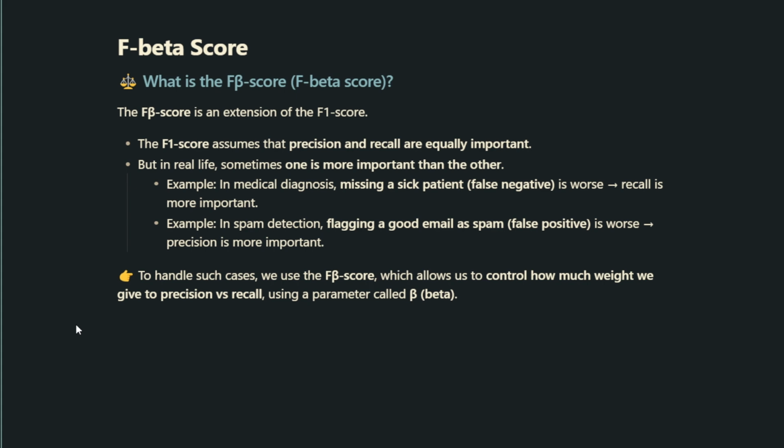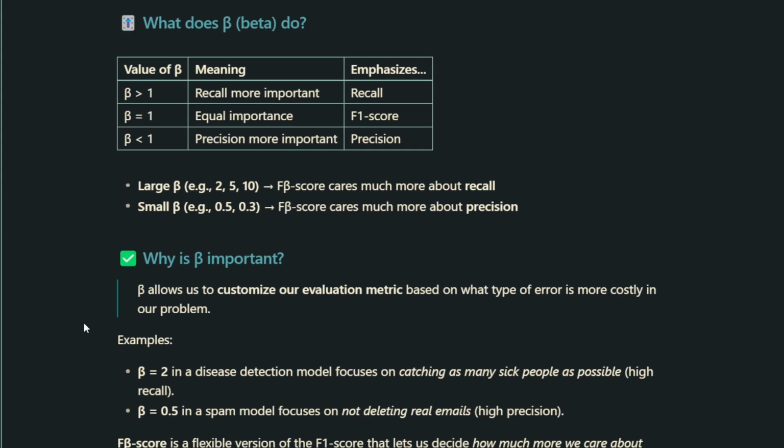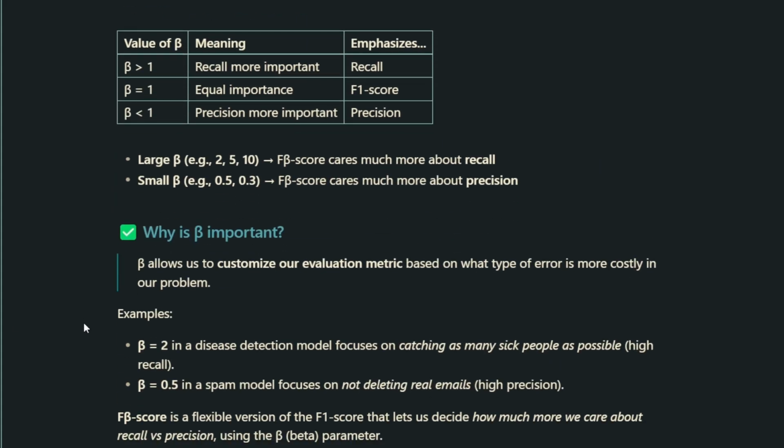Alright, now let's zoom into the most important part of the F beta score, the role of beta itself. Think of beta like a slider or volume knob that lets us decide whether recall or precision should matter more. If beta is greater than 1, we put more weight on recall. For example, if beta equals 2, the score heavily rewards models that catch as many positives as possible. If beta equals 1, then recall and precision are equally important, and that's just our familiar F1 score. If beta is less than 1, we put more weight on precision, meaning we prefer fewer false alarms.